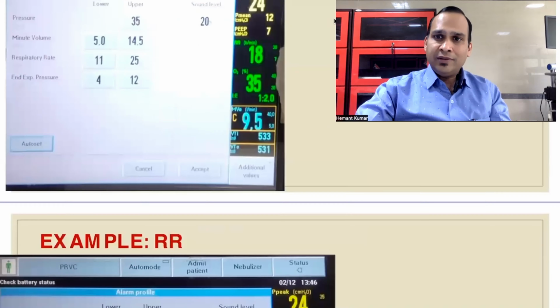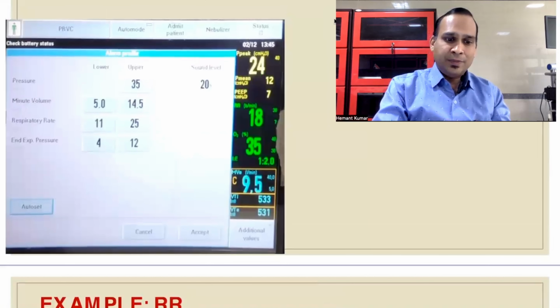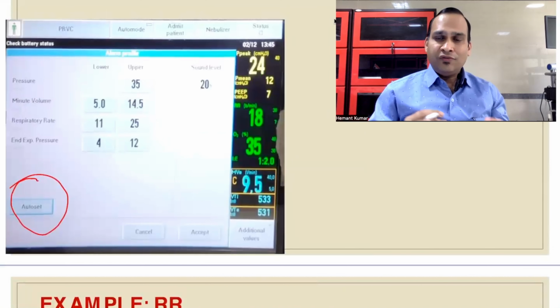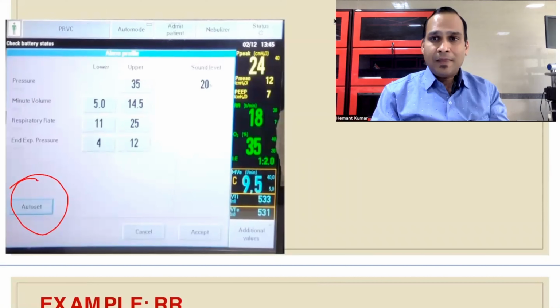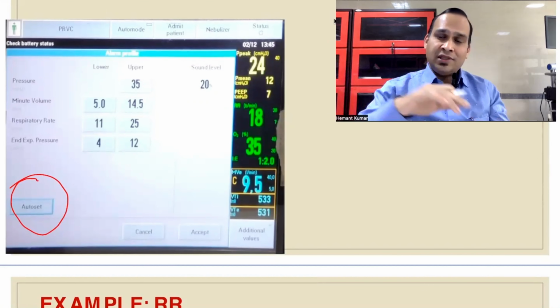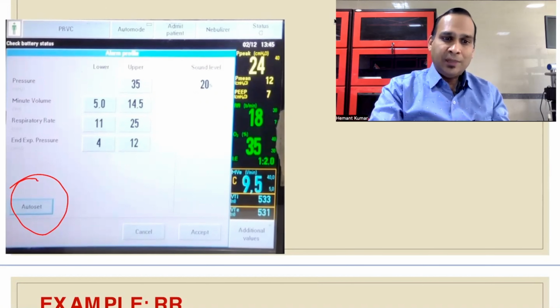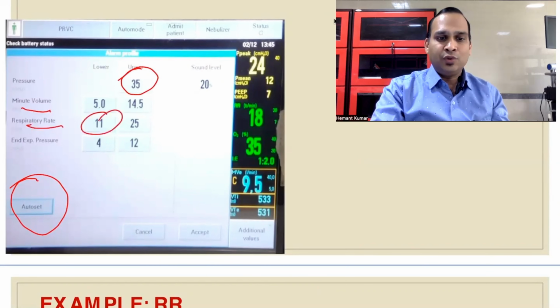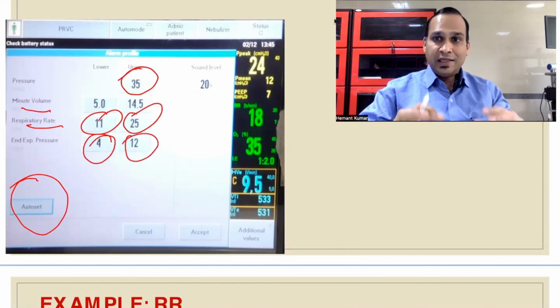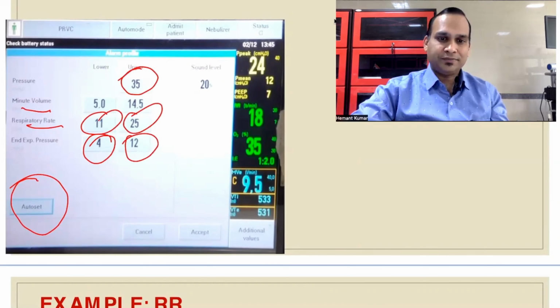If you are not comfortable doing the setting of alarms, there is an auto set button. Once you press the auto set button, it will set the alarms which are set by the manufacturer. Once you press auto set, the upper limit of pressure will be set as 35, minute volume 5 to 14.5, respiratory rate 11 to 25, and end expiratory pressure 4 to 12. So this is an inbuilt setting done by the manufacturer, which comes by auto set.